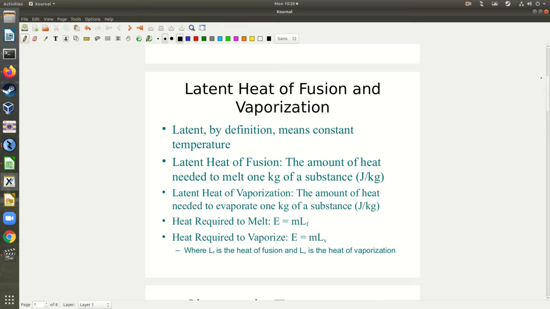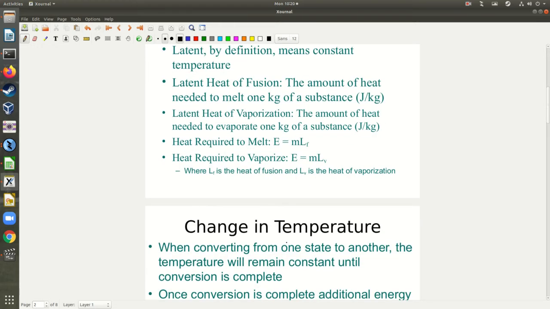The definition of latent heat of fusion is specifically the amount of heat needed to melt 1 kilogram of a substance, or you could freeze it that way. Vaporization is very similar. That's the amount of heat needed to evaporate 1 kilogram of the substance or condense it. And so the two equations you get are E equals mLf and E equals mLv. Lf is your heat of fusion, Lv is your heat of vaporization.